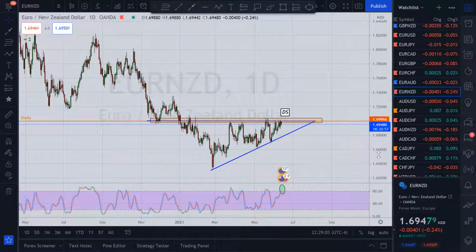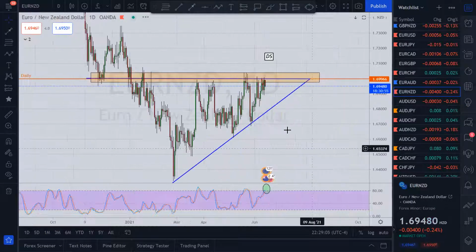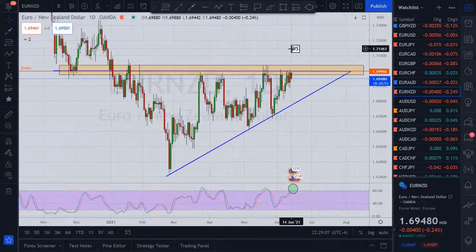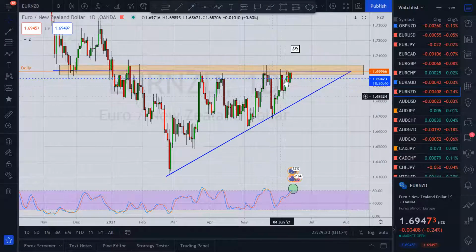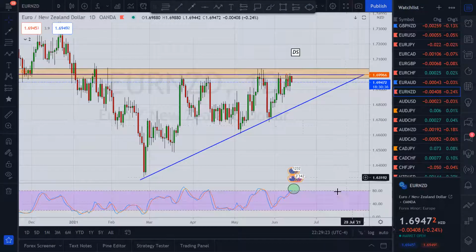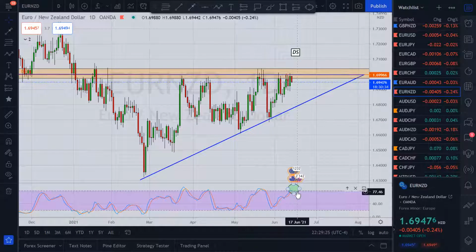Euro New Zealand dollar. This is a good one. Why? It was a good one last week. We're looking for shorts here. Why? Because we found support here, and then it crashes through, and we found resistance, strong resistance. So it's rejected price a number of times. All right, I'm looking for price to reject here again. We are already overbought. We're looking for bearish price action.